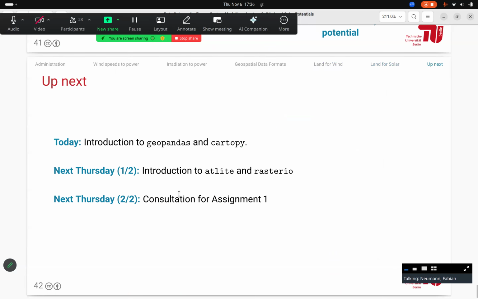And I would say we take a break now. Actually, 25 minutes. I should say we meet back at 6 o'clock to do the second session. For today, we'll introduce you to GeoPandas and Cartopy. So yeah, and I hope that will be interesting as well.